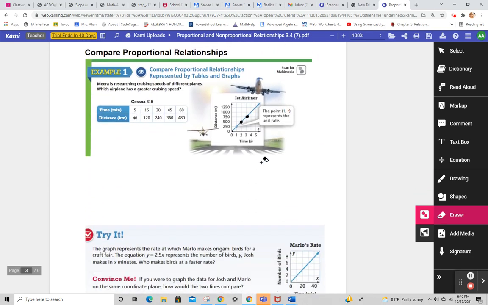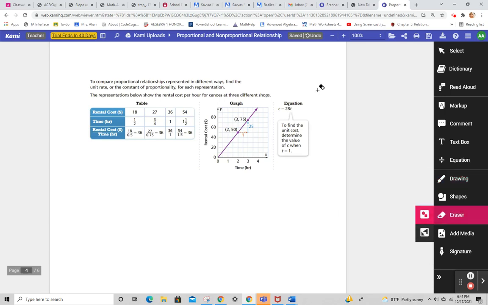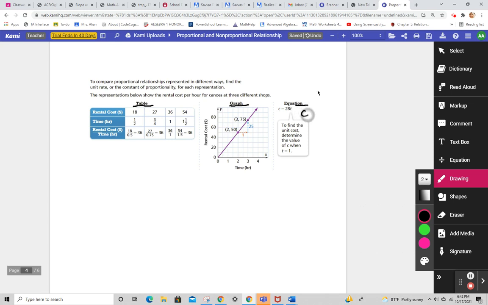All right, the next thing we're going to do is compare proportional relationships. I'm going to skip all the way down to this one right here. We have 3 different situations here, and each relationship is represented differently. Here it's represented in the form of a table, here in the form of a graph, and here in the form of an equation, C equals 28T. Basically all we're doing is trying to determine the K value and see how they compare.